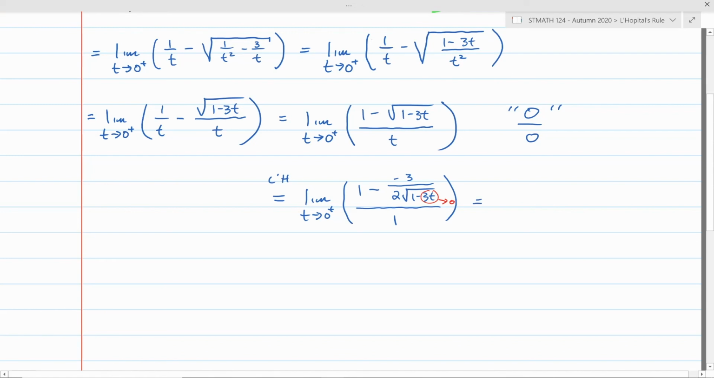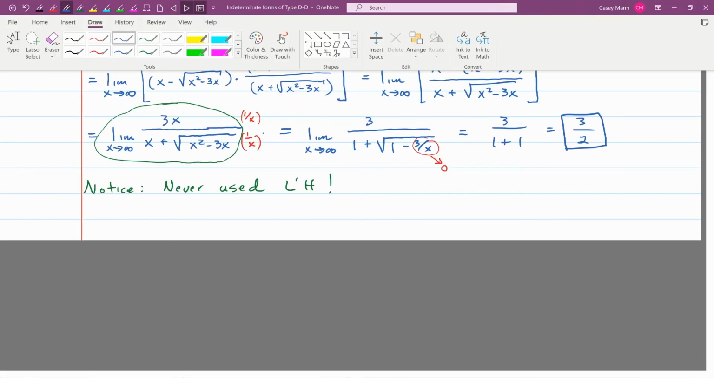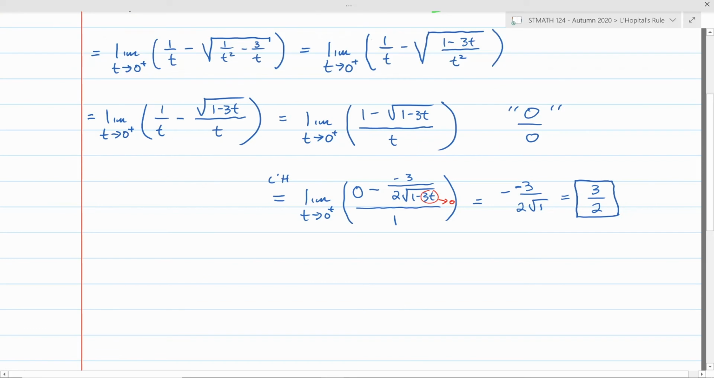Oh, I'm sorry. When I took the derivative previously, I should have gotten 0 right there. The derivative of 1 is 0. So even so, you get negative 3 over 2 square root of 1. Well, it's negative, and then there's a negative 3 at the top too, so it's a double negative. So you just end up getting 3/2, which I believe is the answer that we got when we did it the other way. Let me double check that. Yeah, we got 3/2. So I feel good about the answer, getting it two different ways.